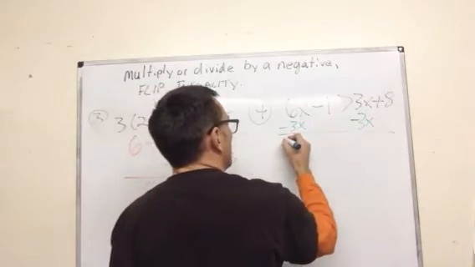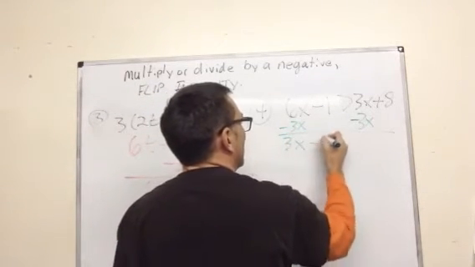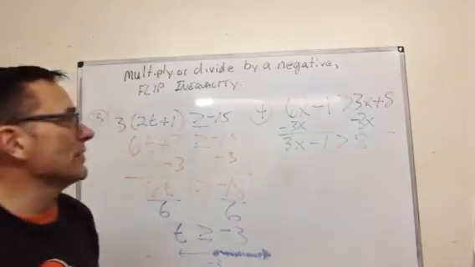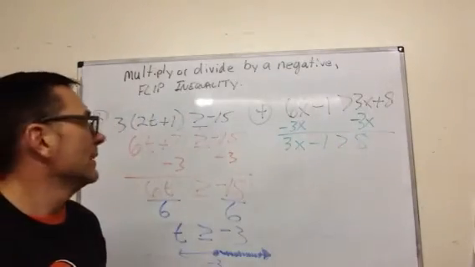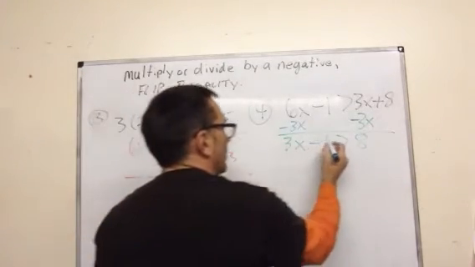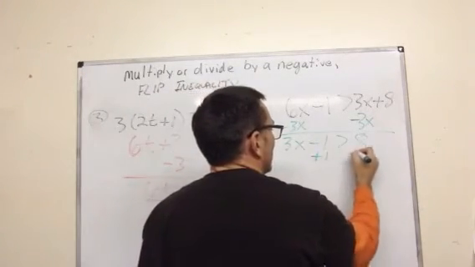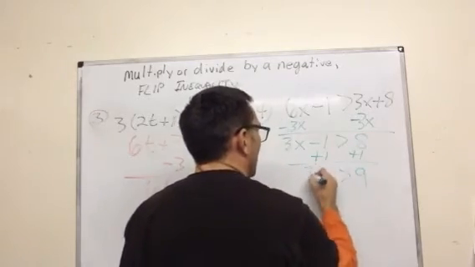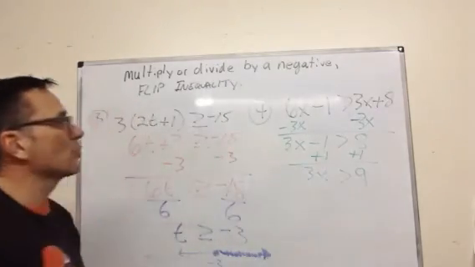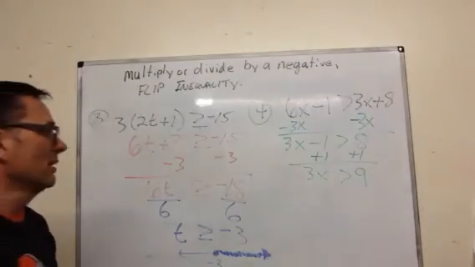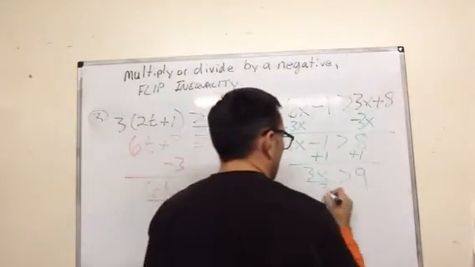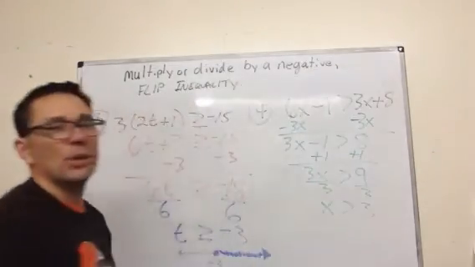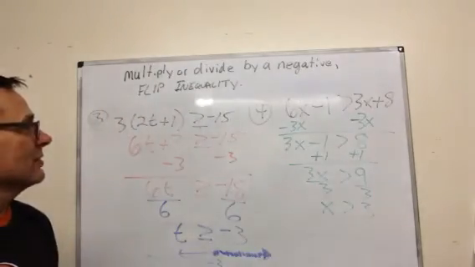6x minus 3x will be 3x. Carry down the negative 1. And it stays greater than 8. With 3x minus 1, we want to add opposites. Still no change in the inequality. We end up with 3x greater than 9. Divide by 3. We get x is greater than 3. Do not have to change any signs or directions.